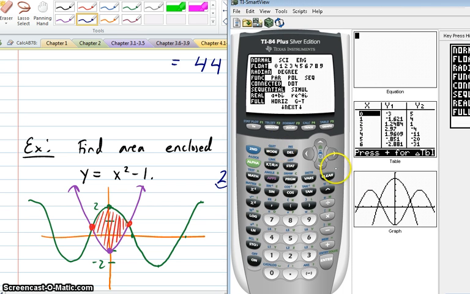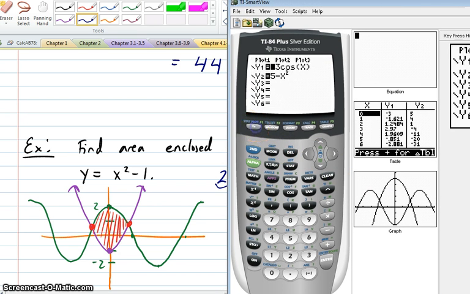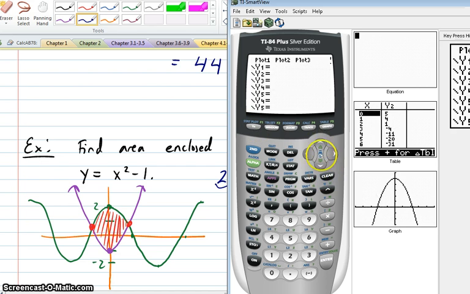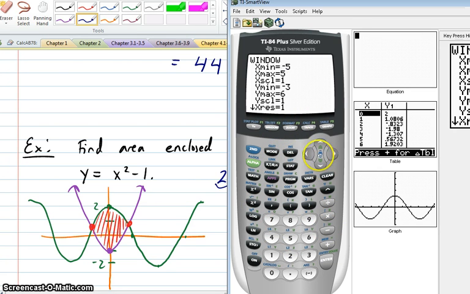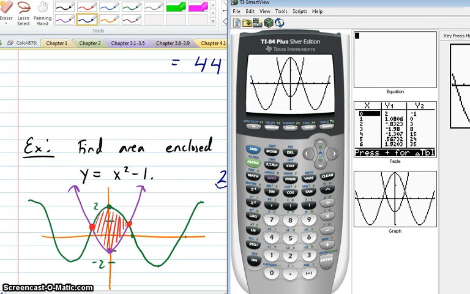Make sure you're in radian mode before you start, and go into y equals. Clear all this out. We're going to do 2 cosine of x, close the parentheses, and then x squared minus 1. I'm going to change my window a little bit: between -5 and 5 for x, and for y min and y max, I really only have to go between -2 and 2, because that's the highest and lowest cosine ever goes. So press graph. Hey, we did a pretty good job with our graph, and look how close that is.